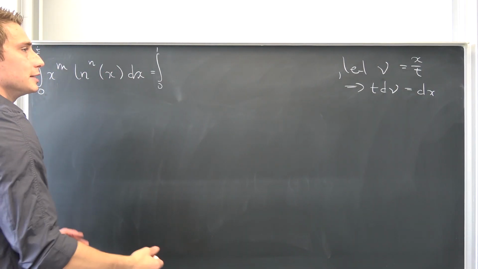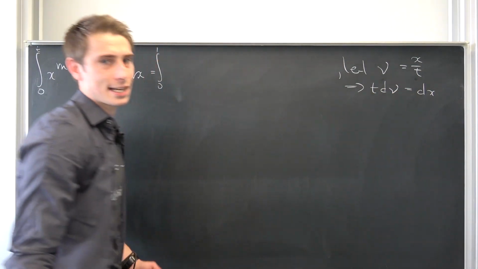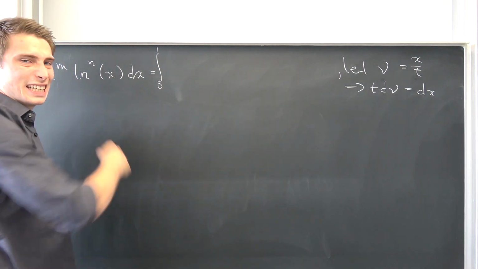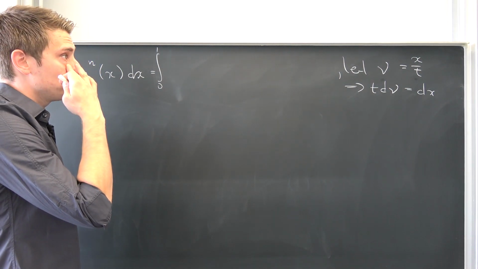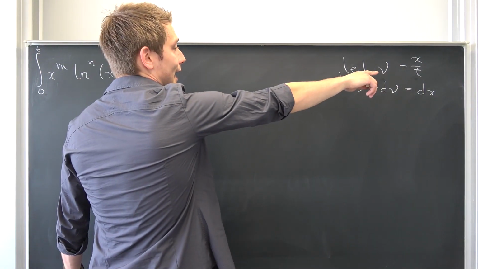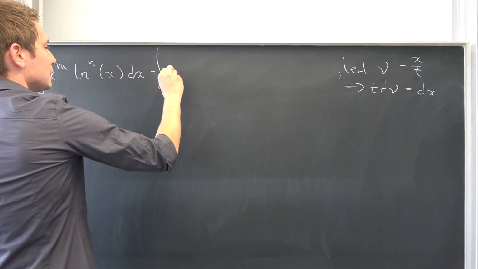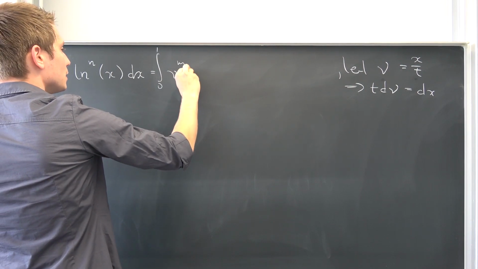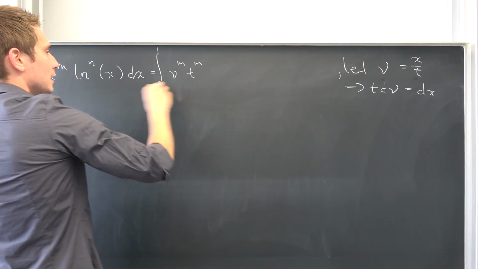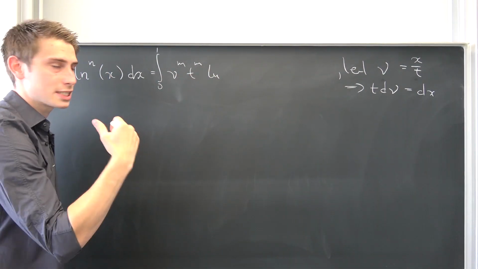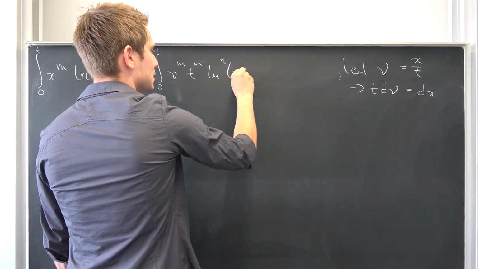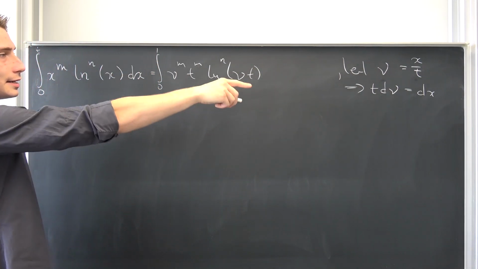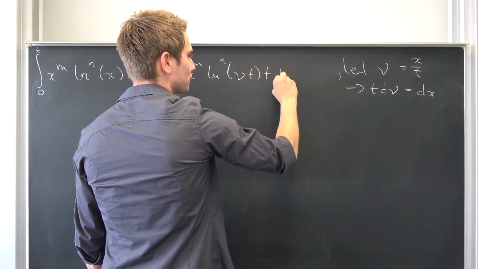We can plug all of this in. Our t is not equal to 0, as the upper bound of an integral, meaning it's strictly greater than the lower bound in the normal case. Then x is nothing but nu times t, leaving us with nu to the mth power, t to the mth power, times the natural log to the nth power of x, which once again is nu times t, and then t d nu.